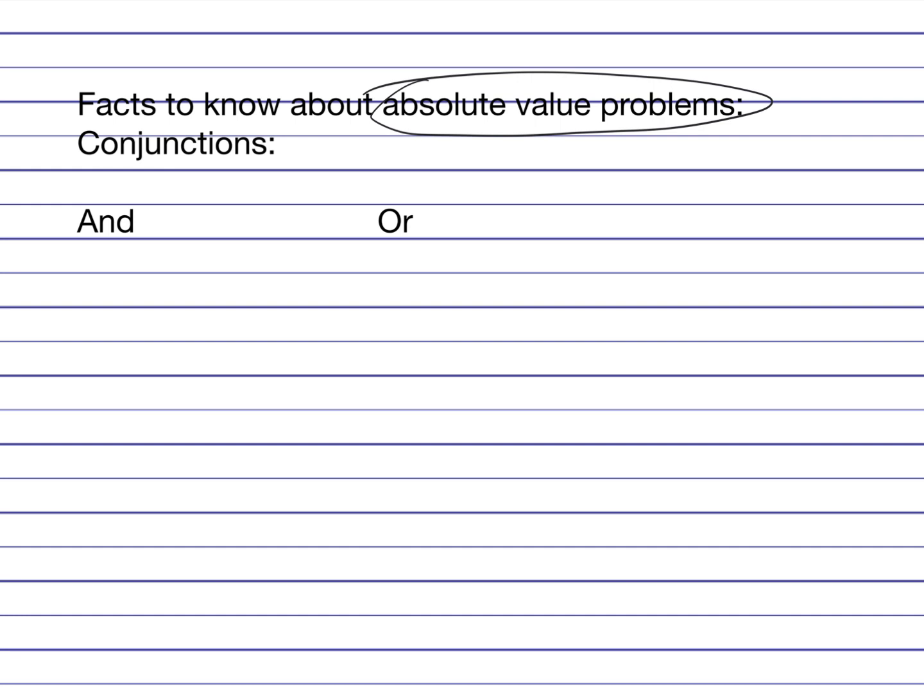If you have absolute value and an equal sign, so a problem that has absolute value and an equal sign, that conjunction is or. If you have absolute value and this inequality symbol, all of these have the conjunction or. If you have absolute value and a less than symbol or a less than or equal to symbol, then the conjunction is and.